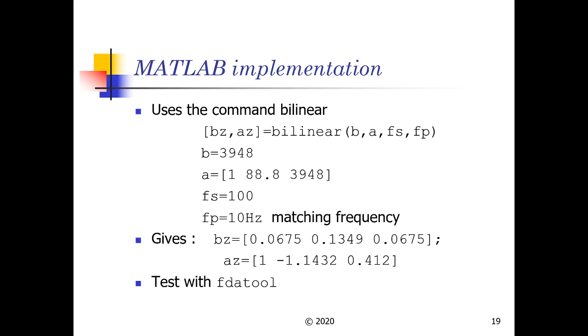In MATLAB, the commands for the bilinear transform are given here, where we're going to have to know the b, a, f(s), and f(p) coefficients accordingly in order to calculate our bilinear transform. A(z) and b(z) here will basically give us our coefficients for the numerator and the denominator accordingly, and we can also test this with the FDA tool.